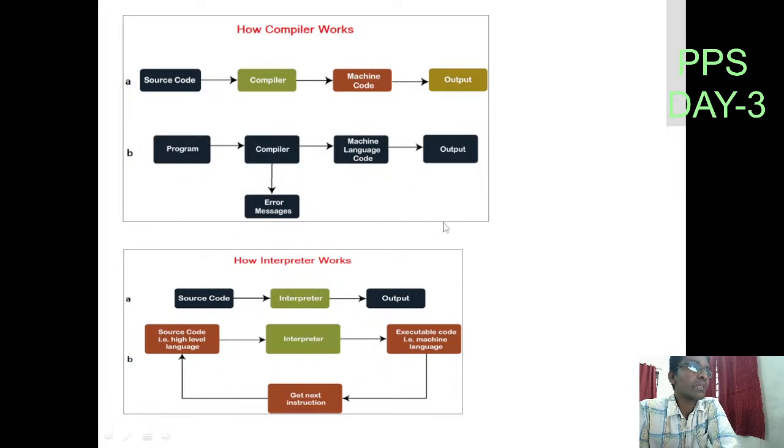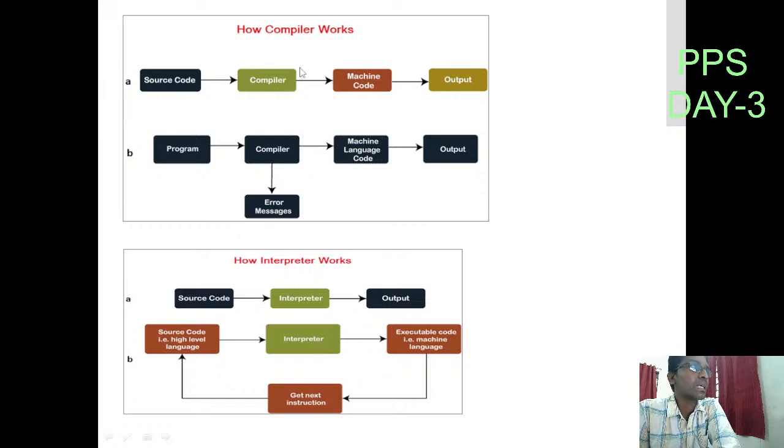Let us see the next one, which is a difference. What is the difference between compilers and interpreters? C programming is a compiled programming language. Whereas Python, in Python programming you don't compile the program; it is directly converted into machine code. That's why Python is not a compiled programming language. It is an interpreted programming language. Whereas C is a compiled programming language.